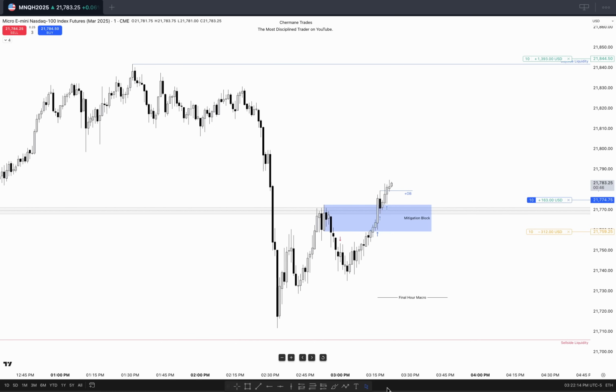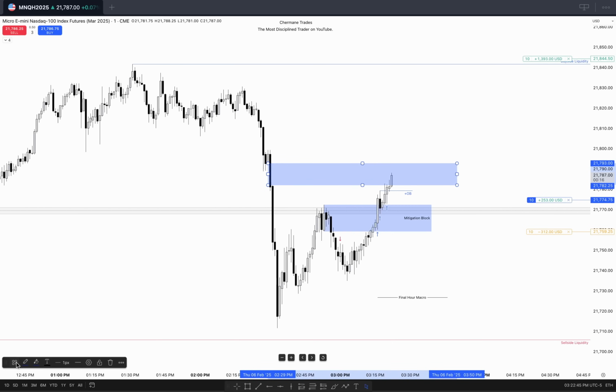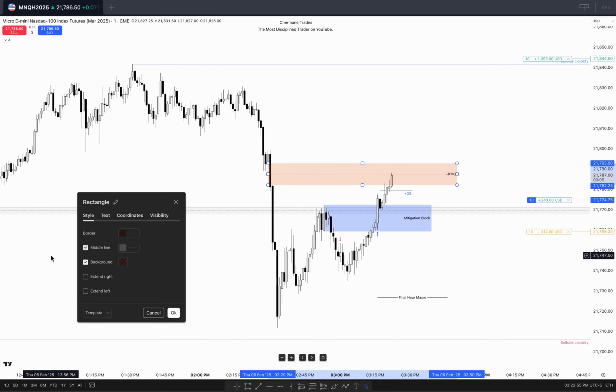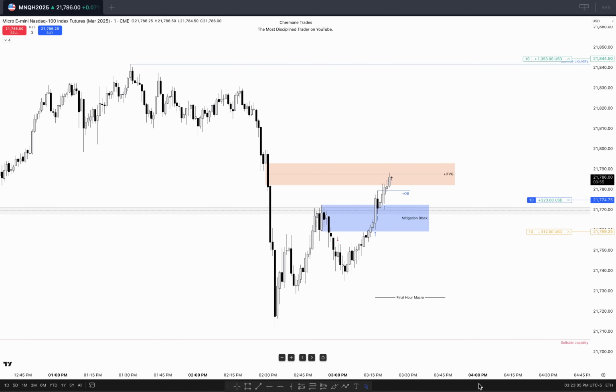So nice feedback off of that mitigation block, order block supporting price. And you're going to see me label this inversion fair value gap here. I'm already anticipating that to be used as support, and I will look to pyramid if it gives me a chance. Trailing my stop a little bit, so you can see I'm long 10 contracts and only risking less than $300.